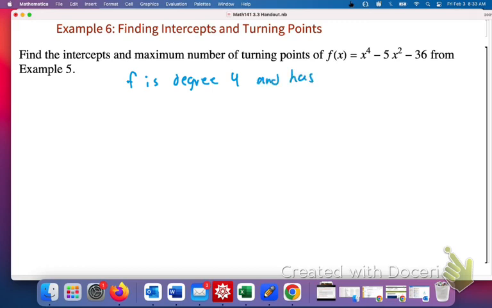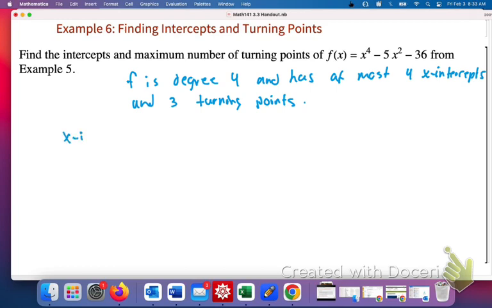has at most 4 x-intercepts and 3 turning points. Okay, so that's what we get by that fact above. If a polynomial is degree 4, there can be at most 4 x-intercepts, although there could be less, and it'll have at most 3 turning points, although there could be less.